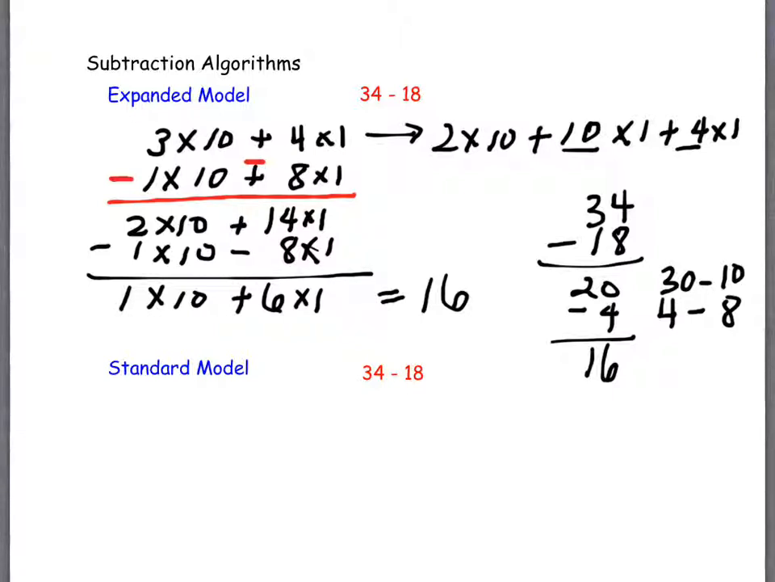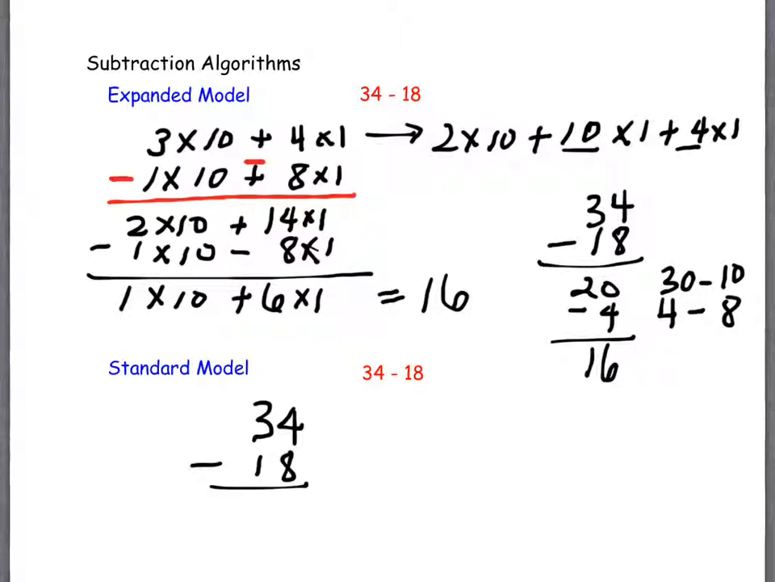Now let's talk about the standard algorithm, the standard model. If you're doing 34 minus 18 here, we start from the right-hand side and we say 4 minus 8, and we say I can't take away 8 from 4, right? No negatives, none of that. So we have to do something called borrowing.